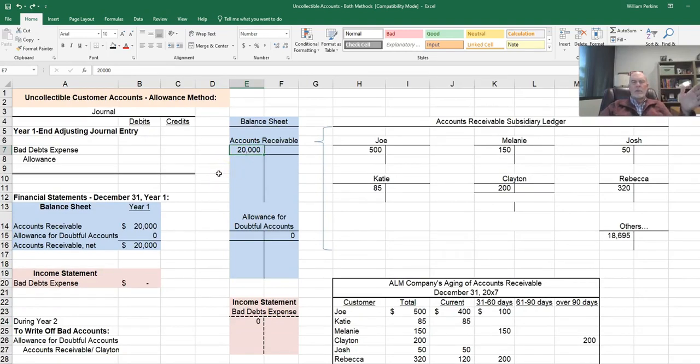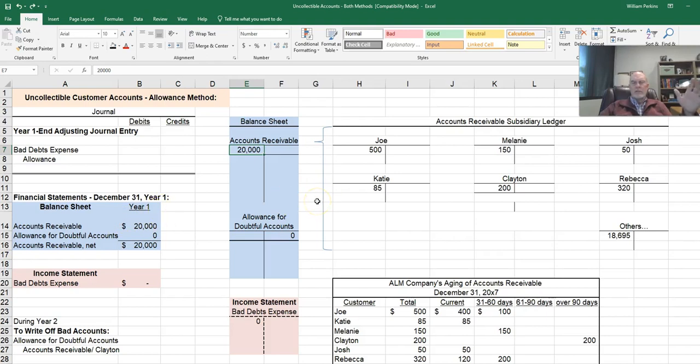But before we put it on the financial statements, well, here it is. Here's the balance sheet, $20,000 of accounts receivable. But we're going to come up with some sort of an estimate. We're going to call this an allowance for doubtful accounts. We're going to estimate how much of that $20,000 is uncollectible and reduce the $20,000 to that collectible portion.